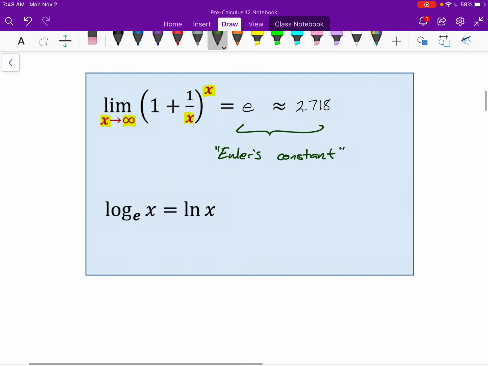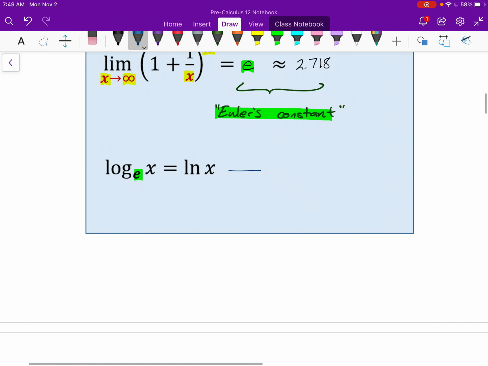And it is such an important number going forwards, especially in calculus, that the logarithm of base e, which we use a lot, we call the natural logarithm. And the abbreviation is ln. So there are 2 special logarithms. There's the common logarithm, which is log base 10, which I've already mentioned. And then there's this one, which is the natural logarithm. And ln stands for natural logarithm.